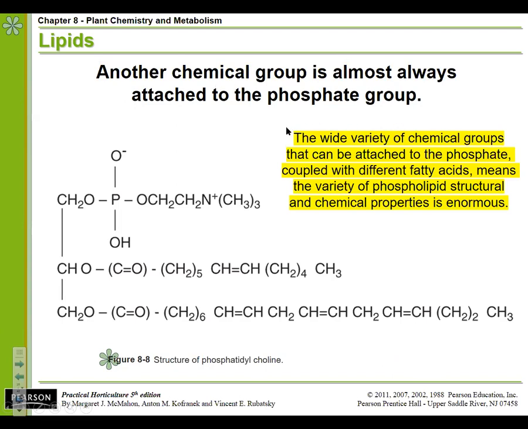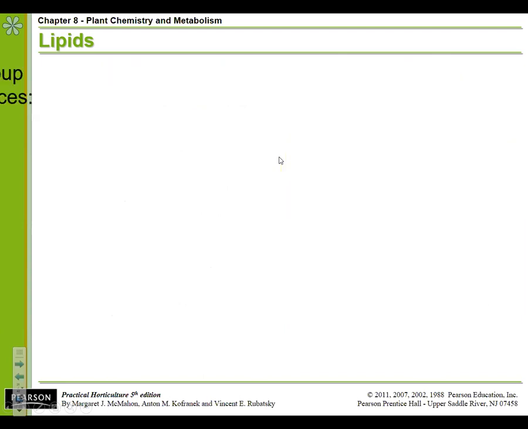which is then attached to another chemical group. So a wide variety of chemical groups can be attached to that phosphate, coupled with different fatty acids, meaning a variety of phospholipid structural and chemical properties is out there. There's a ton of different phospholipids with different chemical properties, different structural properties.